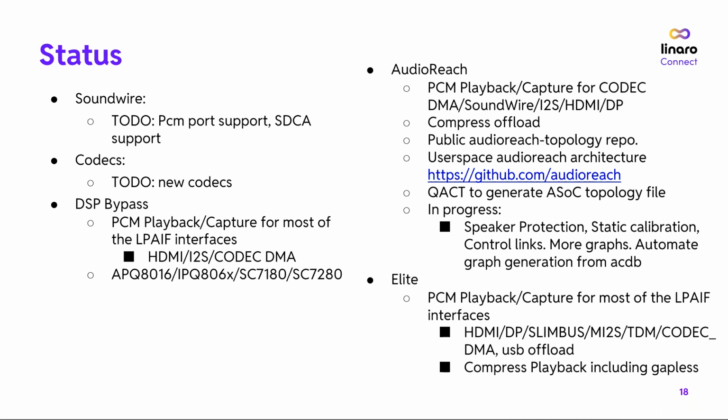What we have in the DSP bypass is HDMI, I2C and codec DMA support. On AudioReach, there are lots of things going on. As I was saying, speaker protection, some static calibration, control links. These are more graphs, and we want to generate automated graphs.